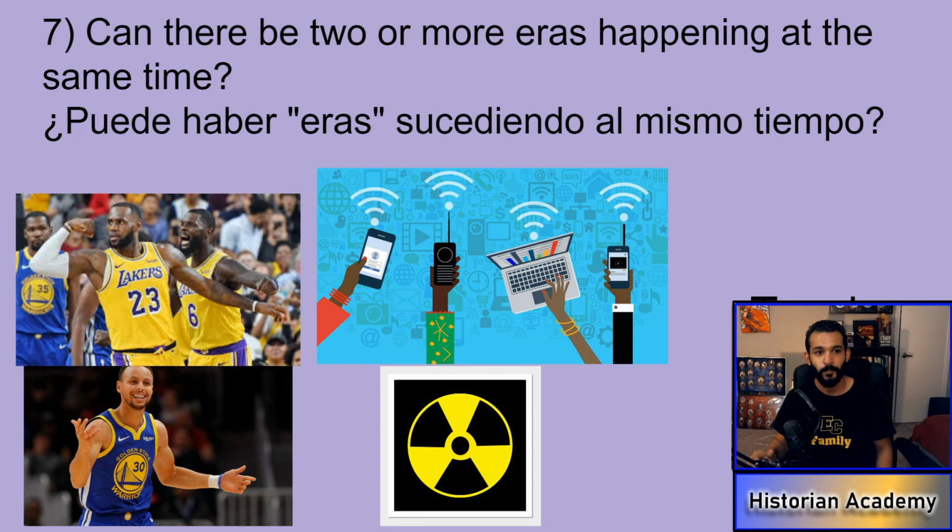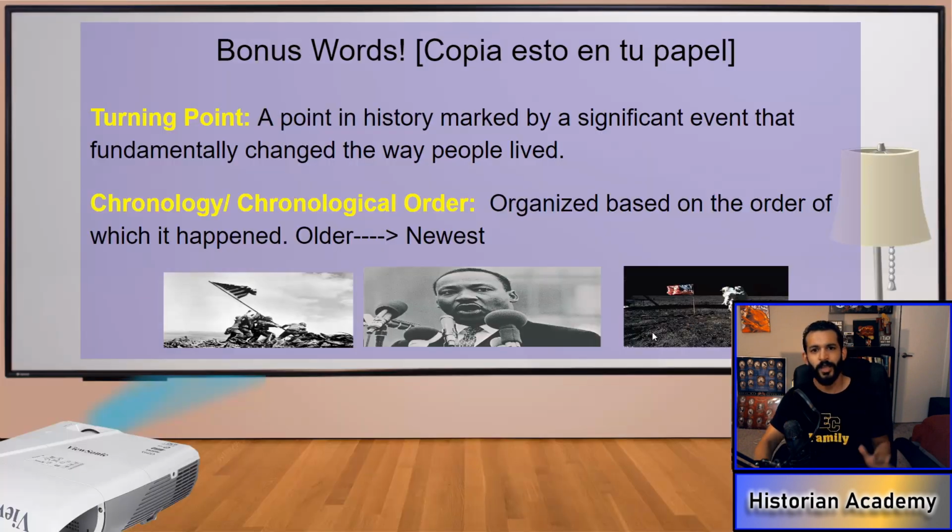So go ahead and in your notes, answer this question. Number 7. Can there be two or more eras happening at the same time? Pause the video. Alright, now that you have that answered, now that we understand this, hopefully, I got some bonus words for you to put in your journal. If you don't have your journal yet, put them in your notes somewhere so you can come back to it later. So the bonus words for today, we have turning point.